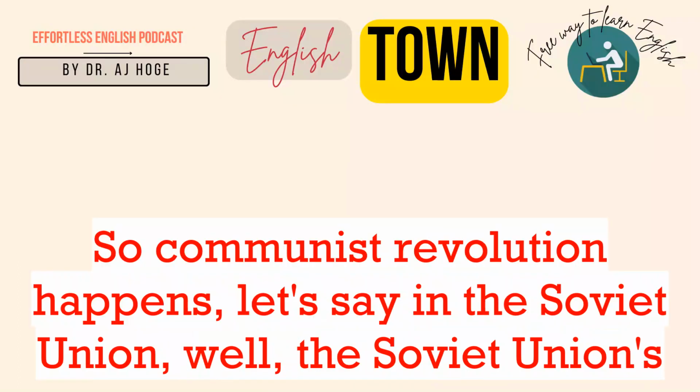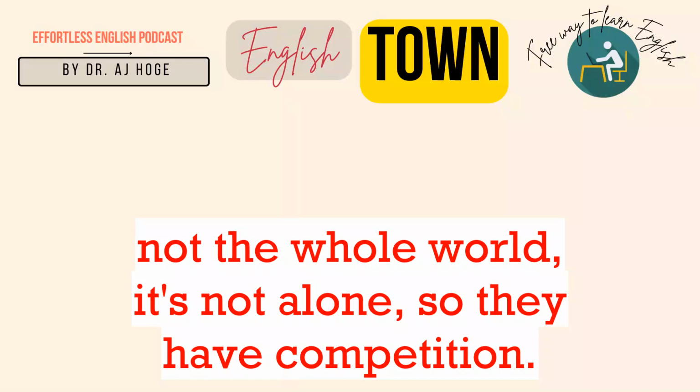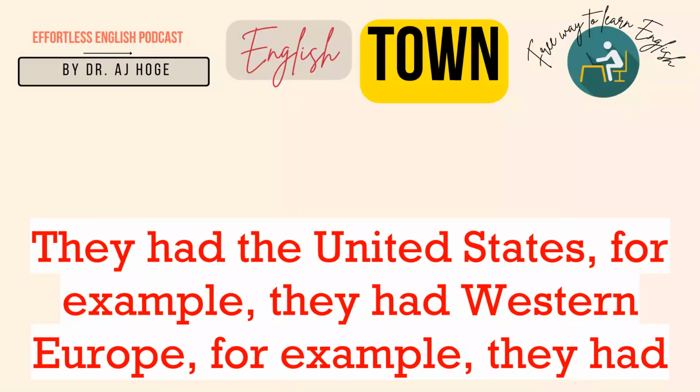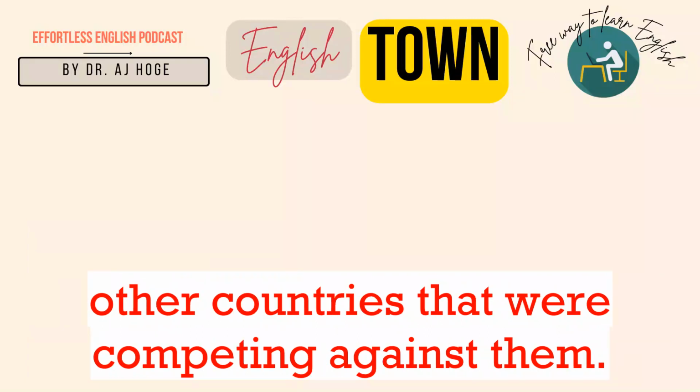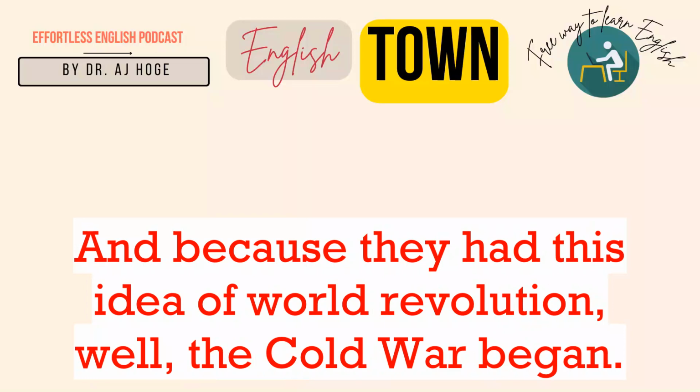So a communist revolution happens, let's say in the Soviet Union. Well, the Soviet Union is not the whole world. It's not alone. So they have competition. They had the United States, for example. They had Western Europe, for example. They had other countries that were competing against them. And because they had this idea of world revolution, well, the Cold War began.